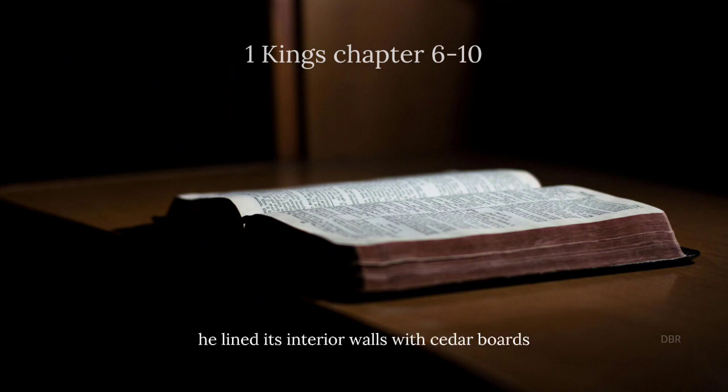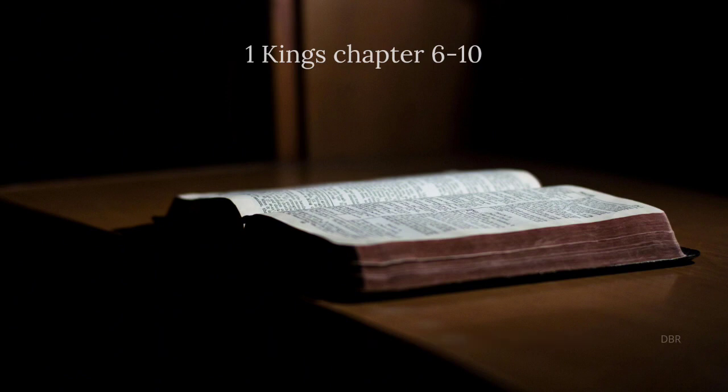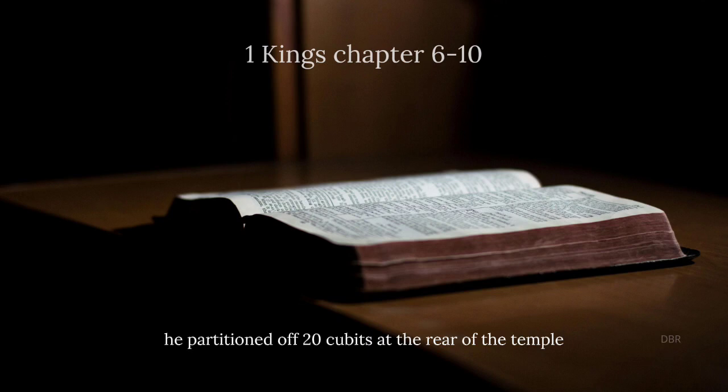He lined its interior walls with cedar boards, paneling them from the floor of the temple to the ceiling, and covered the floor of the temple with planks of juniper. He partitioned off 20 cubits at the rear of the temple with cedar boards from floor to ceiling to form within the temple an inner sanctuary, the most holy place. The main hall in front of this room was 40 cubits long.